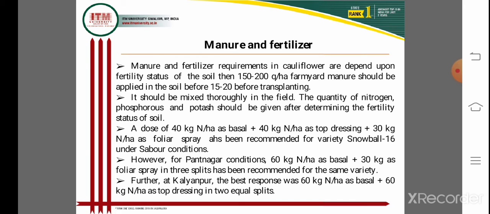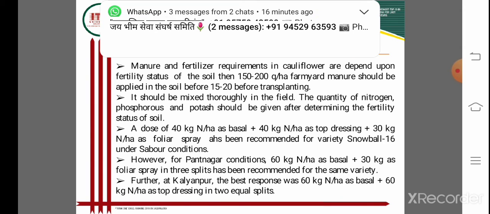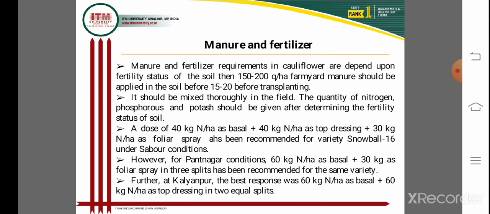So the research area of the Pantnagar region can be identified, and in the research on cauliflower, an approximate amount of fertilizer should be used. So it's very important to know the fertilizer requirements.